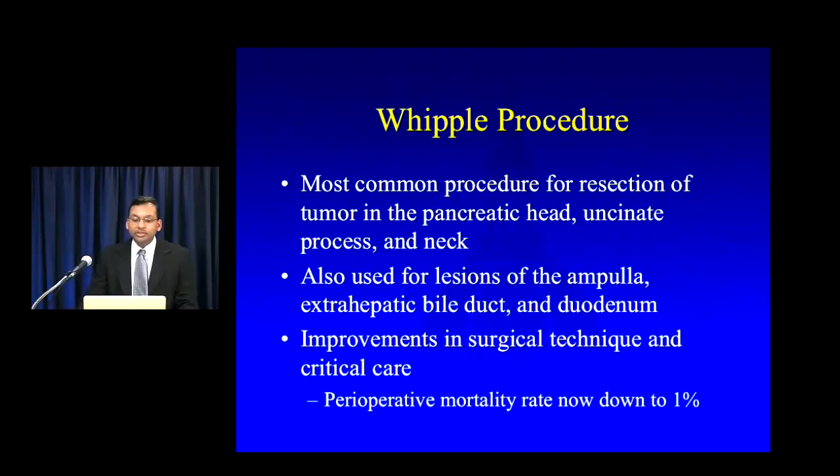Now, the Whipple procedure, so-called pancreaticoduodenectomy, is the most common procedure utilized today for resection of tumors in the pancreatic head, uncinate process, and neck, as well as for lesions that occur in the duodenum, the extrahepatic bile duct, or in the ampulla. Now, for many, many years, the Whipple procedure was a dreaded surgery, right?